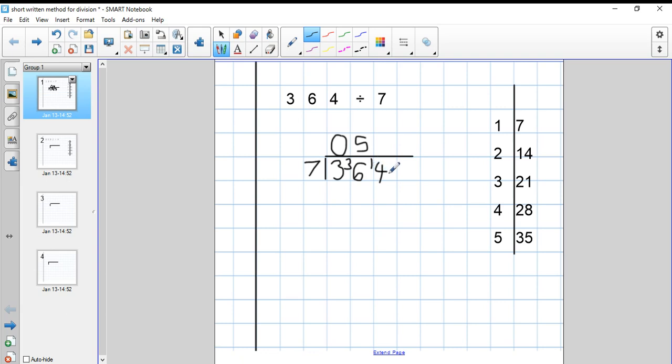So now the question I'm asking myself is, how many times does 7 go into 14? I know that 2 times 7 is 14, so there's no remainders there, so I put my 2. And that means my answer to 364 divided by 7 is 52.